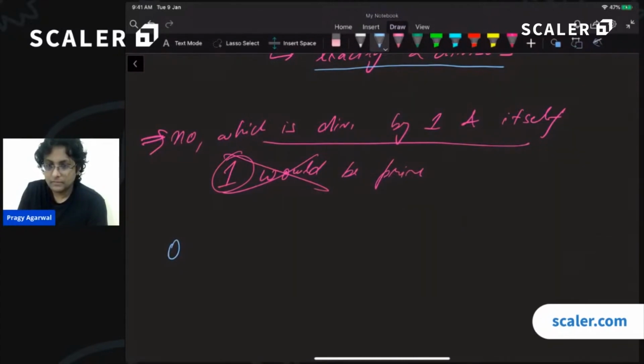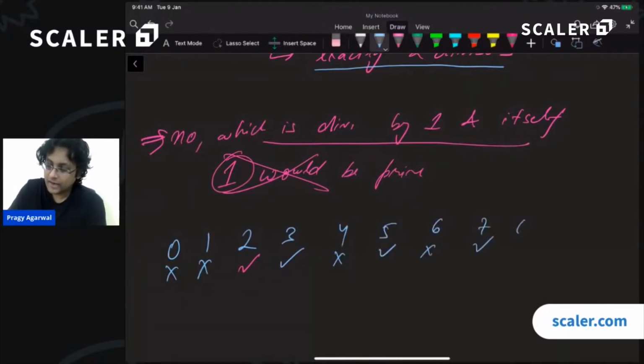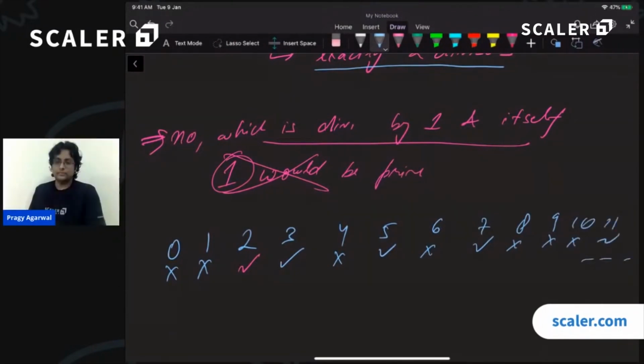Is 0 prime? No, it is not. Is 1 prime? No, it is not. Is 2 prime? Yes, 2 is prime. 2 is the smallest prime number. Then 3 is prime. 4 is not prime. 5 is prime. 6 is not prime. 7 is prime. 8 is not prime. 9 is not prime. 10 is not prime. 11 is prime, and so on.